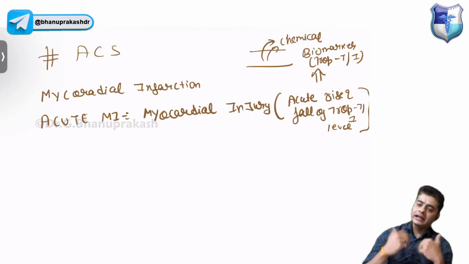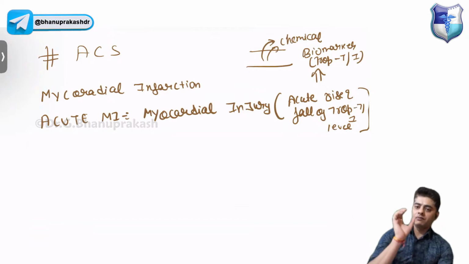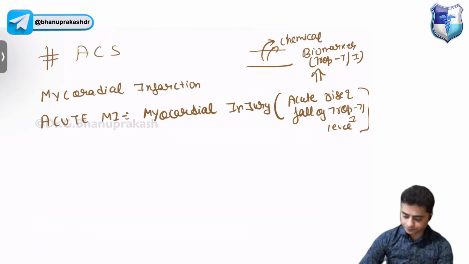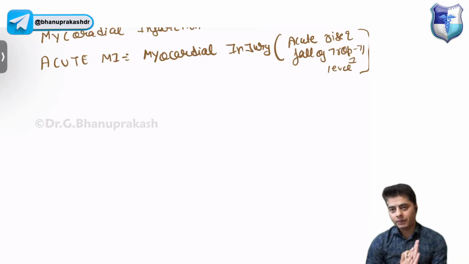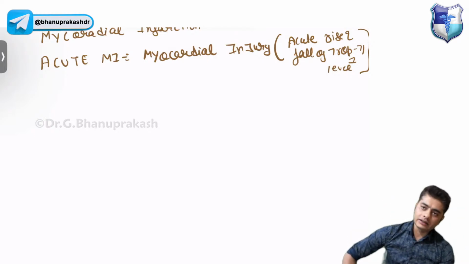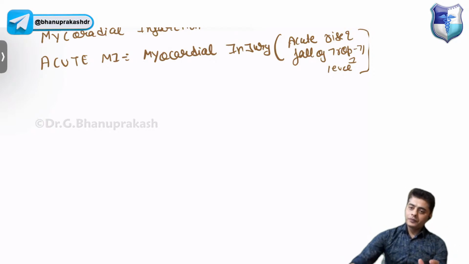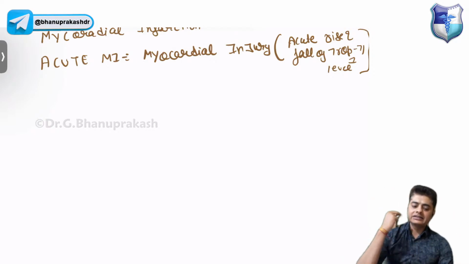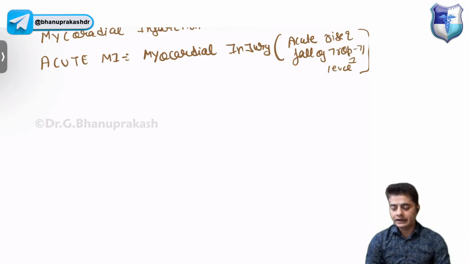Because there are many other reasons in which Trop T and Trop I increase, the new guidelines say that if the patient is having myocardial injury, Trop T or Trop I should be increased, but there should be an acute rise and fall. Here you are seeing subsequent values. Suppose you see them at 1 hour, then at 2 hour, then 3 hour, then 4 hour. So suppose there are four values. You have to see the acute rise and fall of Trop T and Trop I level.